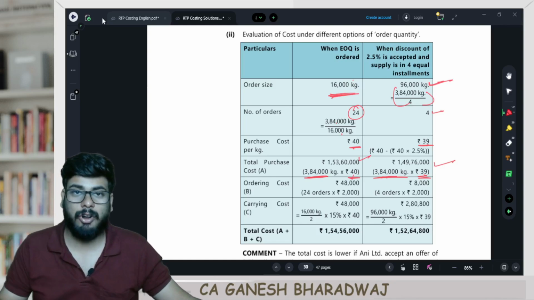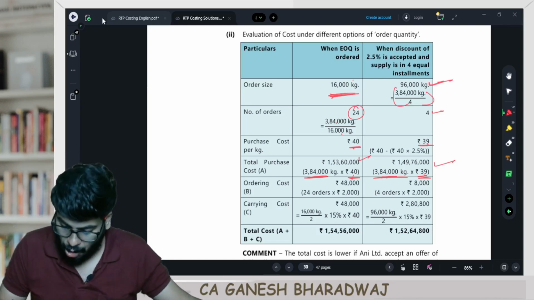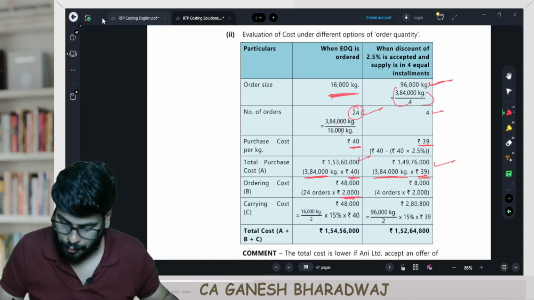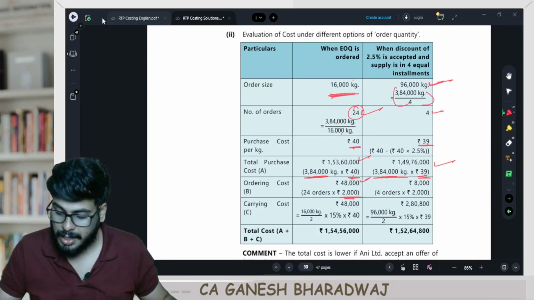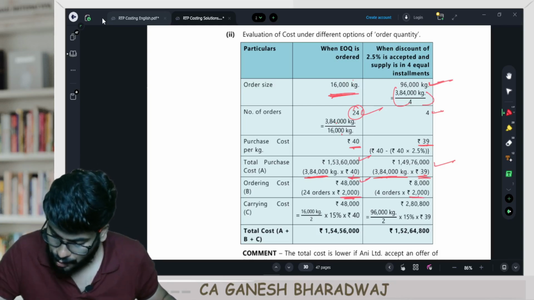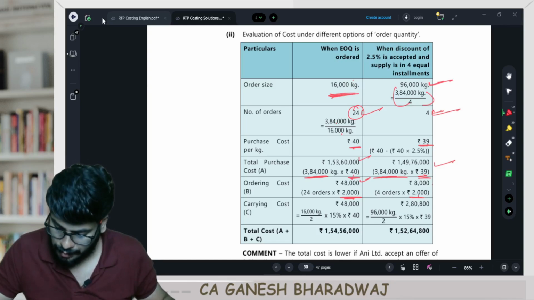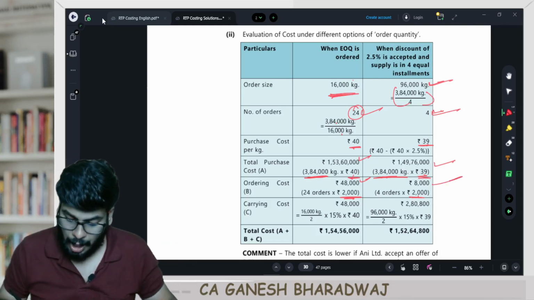What happens to the ordering cost? Ordering cost is per order 2,000, and the number of orders is 24. So 24 into 2,000 is 48,000. Here just 4 orders are being placed. 4 into 2,000 is going to be 8,000. Fine. How about carrying cost?